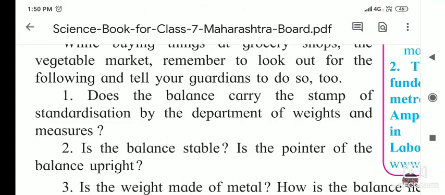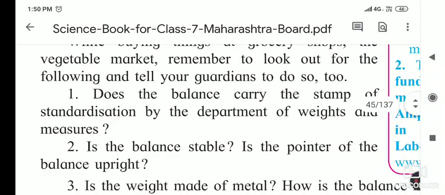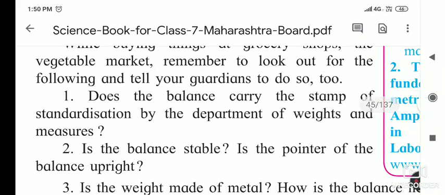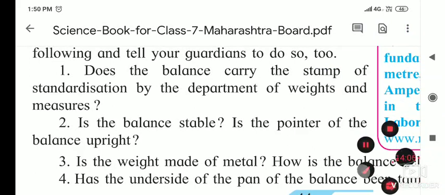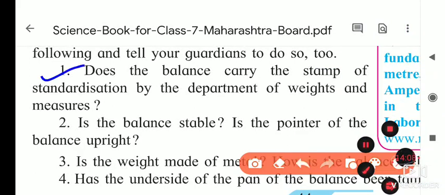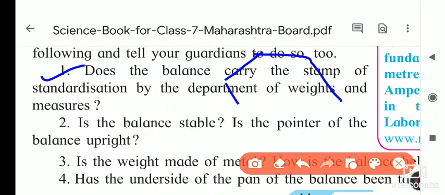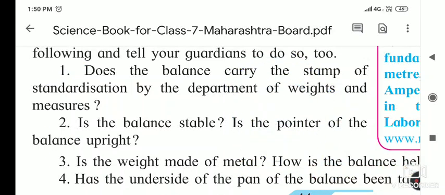While buying things at the grocery shop or the vegetable market, remember to look for the following and tell your guardians to do so. First of all, what we have to check: does the balance carry a stamp of standardization by the Department of Weights and Measures? On the weights there is a stamp, and on that stamp there is a standardization sign. So that we have to check.